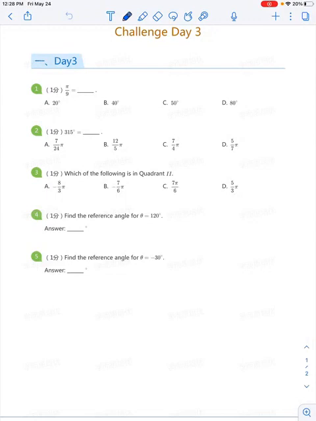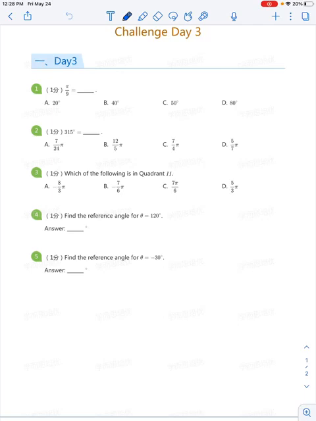In today's practice, we are going to look at more about trigonometric functions and also about the radian measure, because this will turn out to be a very important concept in polar equations and the other topics in pre-calculus. Alright, so let's take a look at the first one.